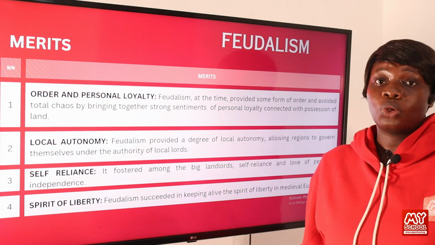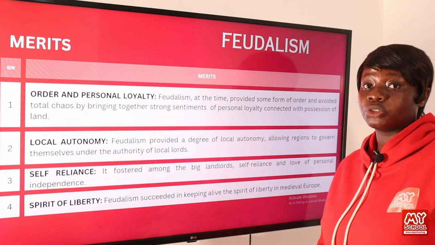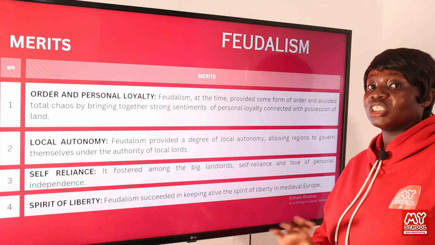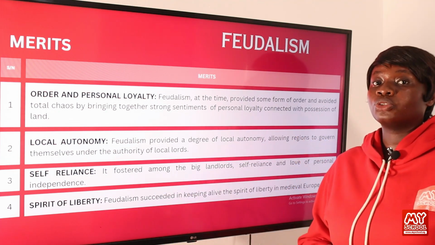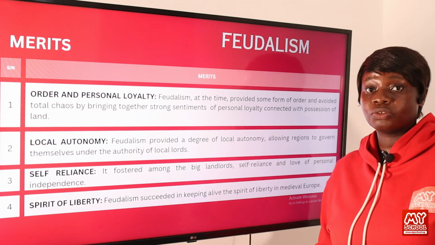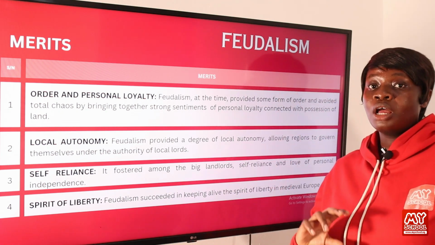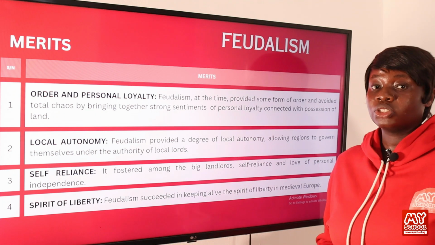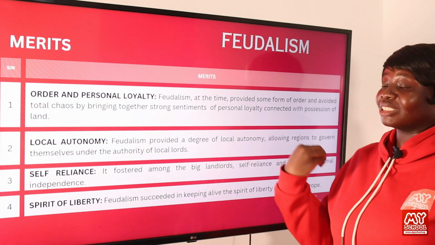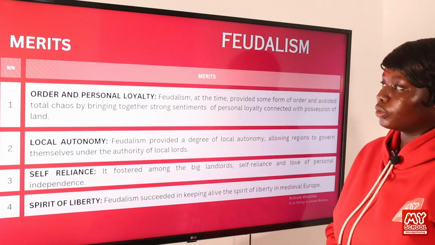Another merit of feudalism is local autonomy. Feudalism provided a degree of local autonomy, allowing regions to govern themselves under the authority of the local lords. Like I said earlier, the system of governance during that time was decentralized. So the power rested in the local lords who created laws and regulations that the lower members of the society have to be obedient to. So the king and queen don't necessarily offer laws to these various jurisdictions. It's the local lords that are responsible for that. So this is a merit of feudalism because it granted autonomy to different jurisdictions rather than having a centralized authority.